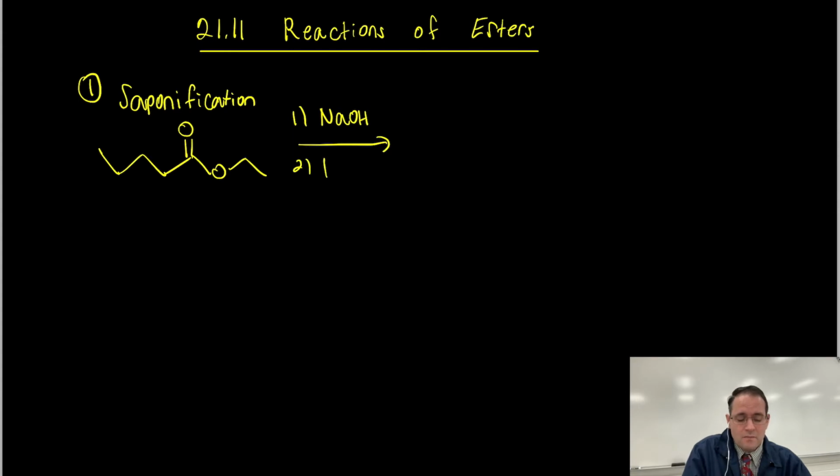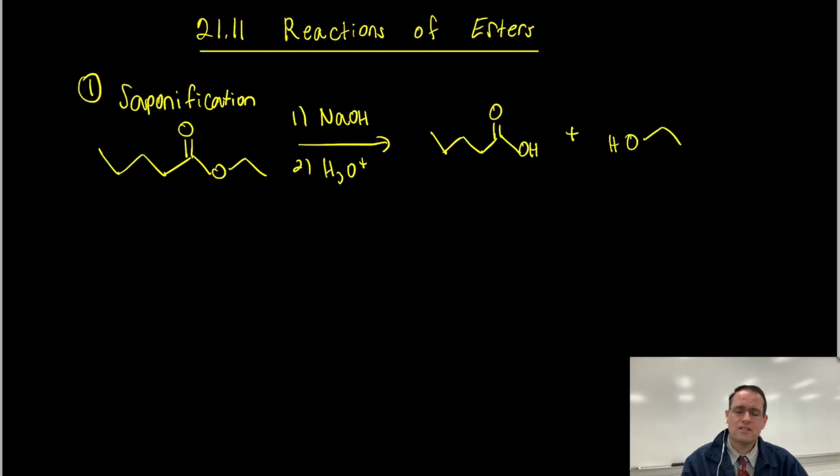And then a mild acid, kind of like an acid workup. And what this will give you is a carboxylic acid and the alcohol. So it's kind of a reverse reaction of the Fischer esterification. Okay? The reaction mechanism here is quite easy. It's a little bit short.